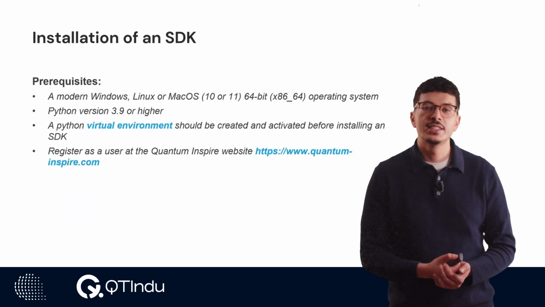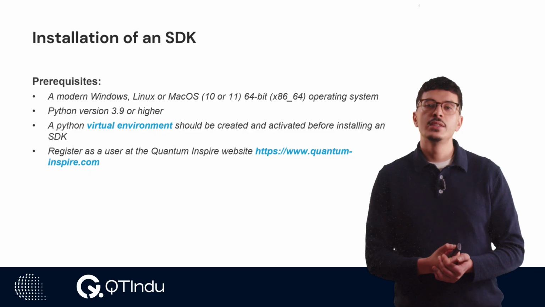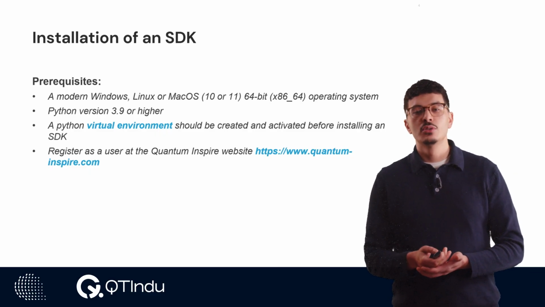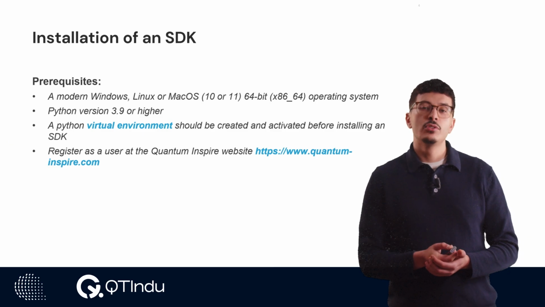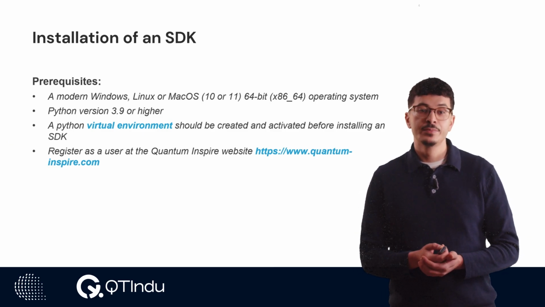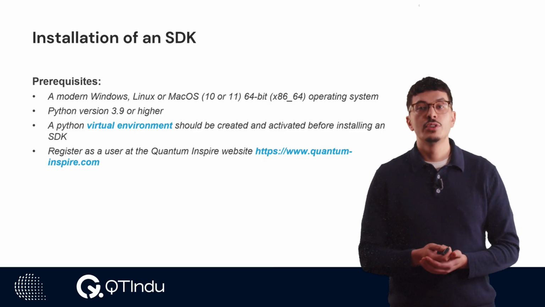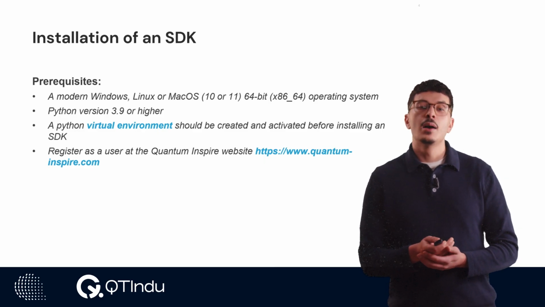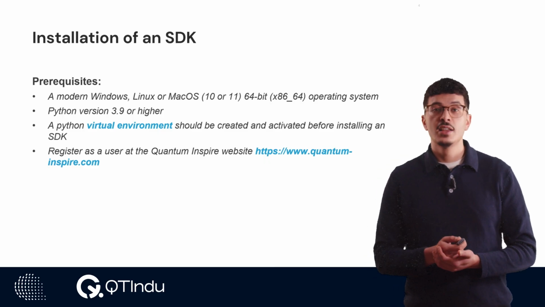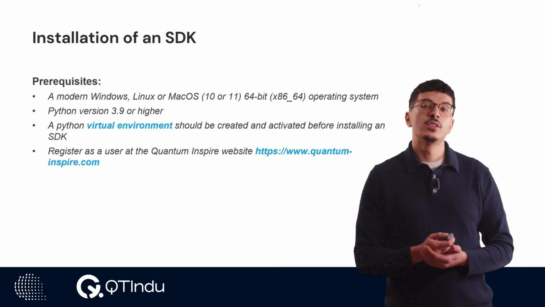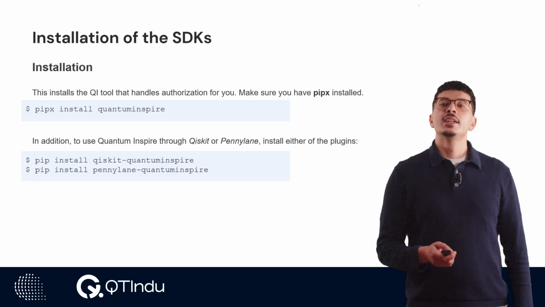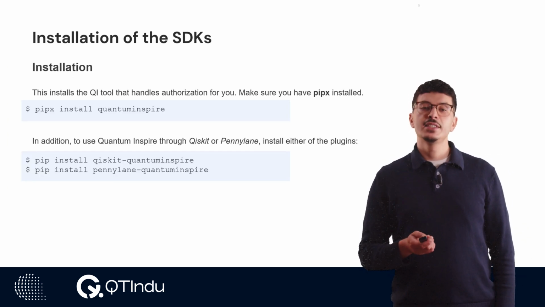Before we start using the SDK, there are some prerequisites that we have to meet, which are the following. We have to be on a modern Windows, Linux, or Mac OS system. If you're on Windows 10 or 11, you can use a Linux box on WSL. You have to be on Python version 3.9 or higher. A Python virtual environment should be created and activated before installing the SDK. And you should have a valid registration on our website, quantum-inspire.com.